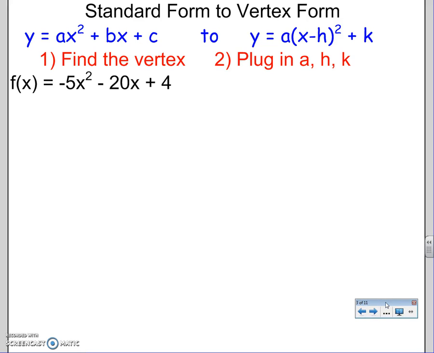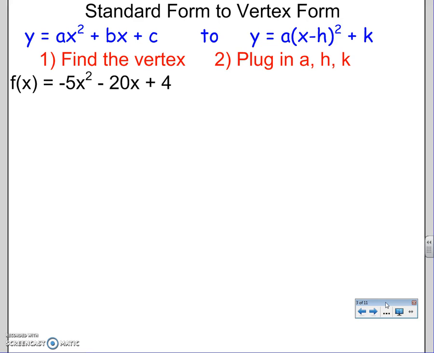So, the first one will be standard form to vertex form. Remember, standard form is y equals ax squared plus bx plus c on the top left. And I want to change it to the top right, y equals a parentheses x minus h squared plus k. Both forms have their own pros and cons. So there are 2 steps. First, find the vertex, and then plug in a, h, and k.